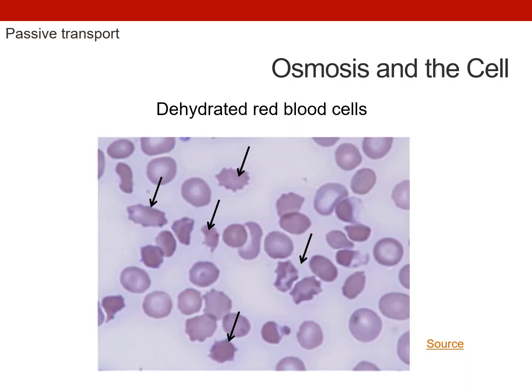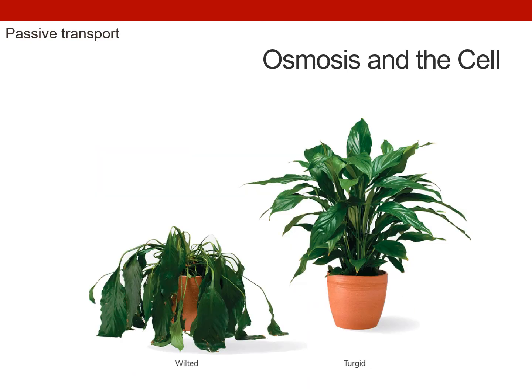This figure shows a slide of red blood cells in a hypertonic solution. In this slide, you can see many shriveled cells that have lost their water. Here you can see the difference between plant cells in hypertonic conditions on the left and hypotonic conditions on the right.